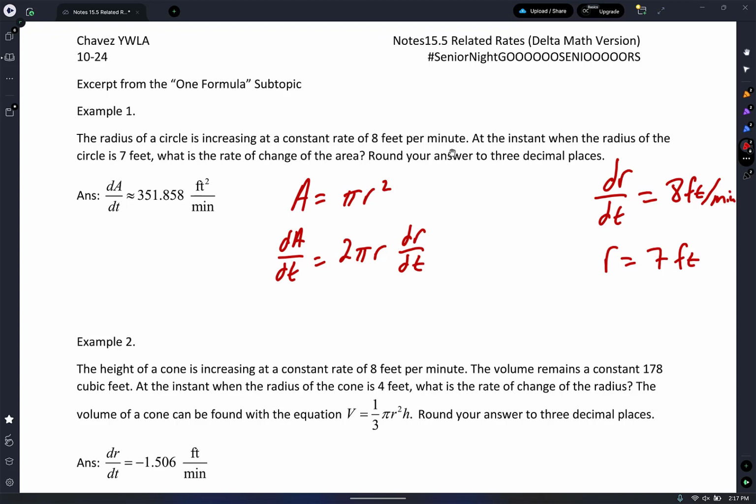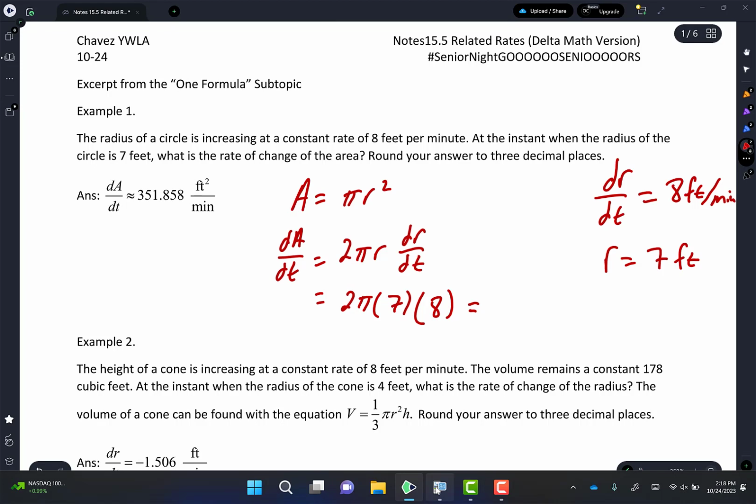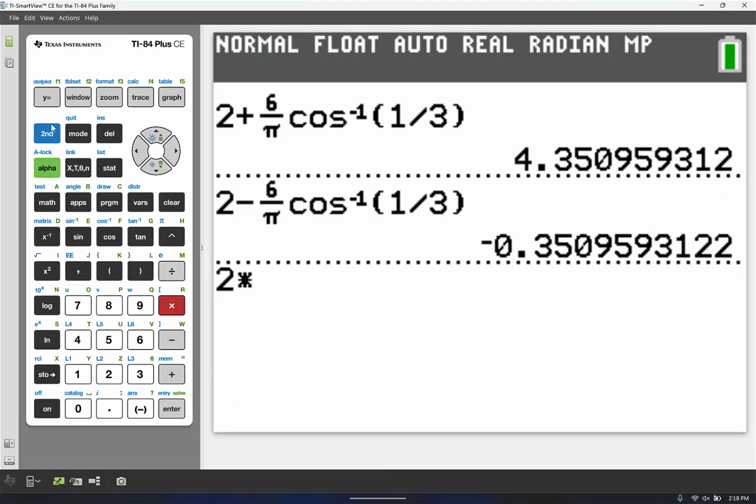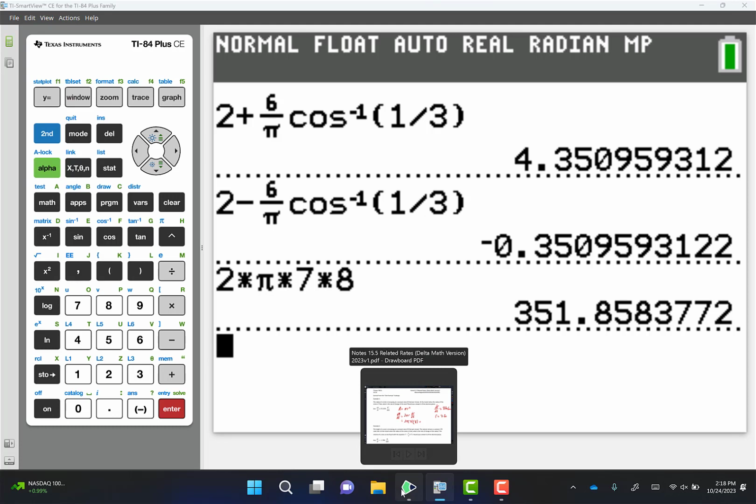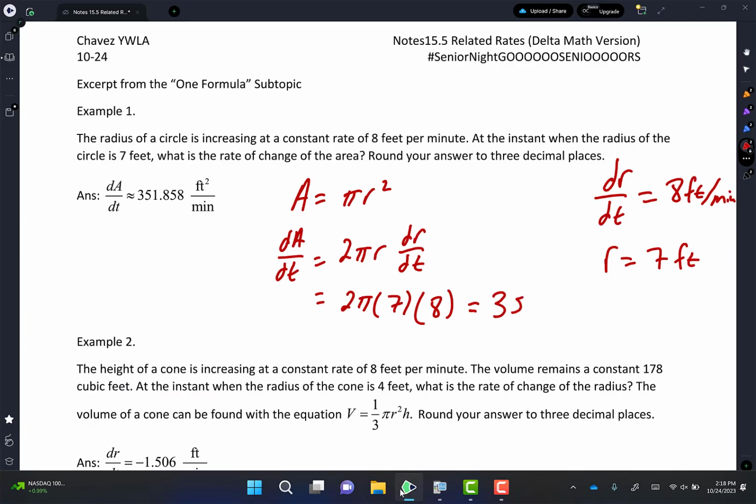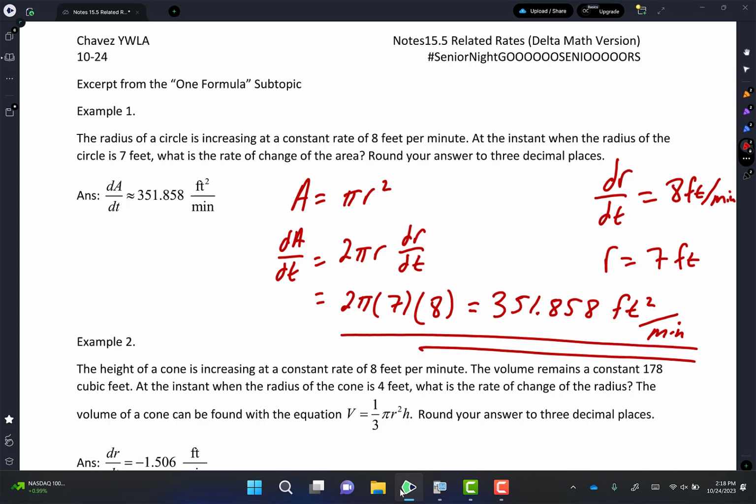No. All we're going to do is just plug in, guys. 2 pi times the radius, which is 7, times the dr/dt, which is 8. You take your calculator and you put all those values in. 2 times pi times 7 times 8. And we get 351.858. And if you know the units, it'd be nice if you put the units square feet per minute. That was pretty straightforward.